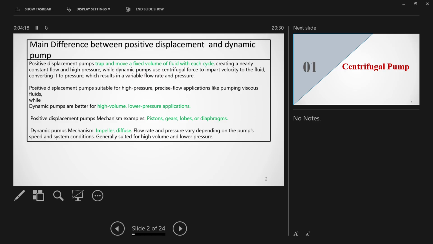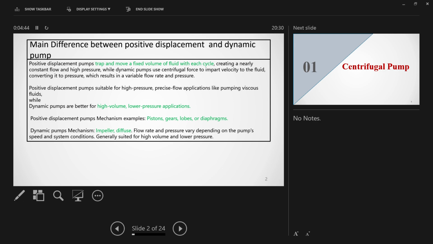Dynamic pumps are used for high volume, low pressure application. If you keep the discharge valve closed, then there will be no flow, but still the pump will go on running. It will run with churning. So it has a wide range of operation.